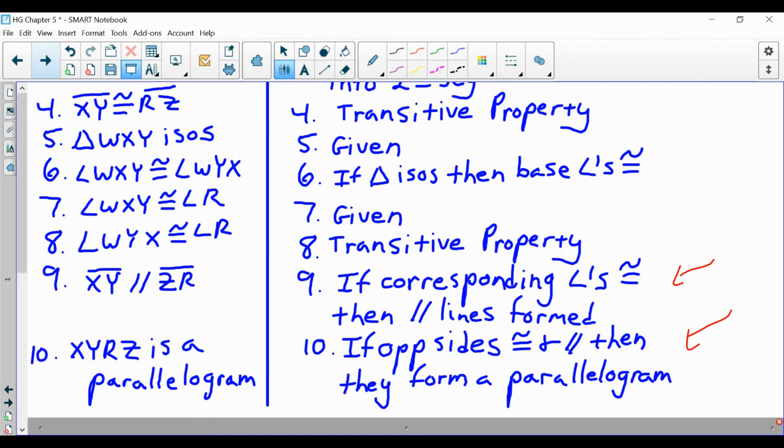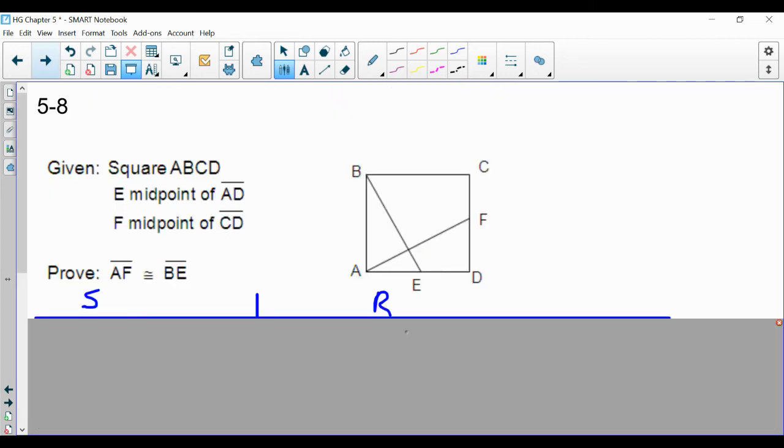All right, and then our last page here, we are told it's a square. So we have square ABCD, so we actually know a ton of information. And then we are told E is the midpoint of AD, and then F is the midpoint of CD. We want to show that AF is congruent to BE. Okay, so we're trying to show that these are congruent.